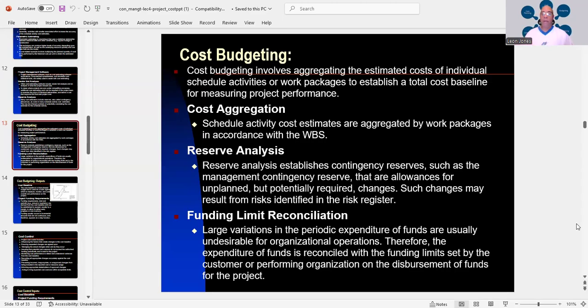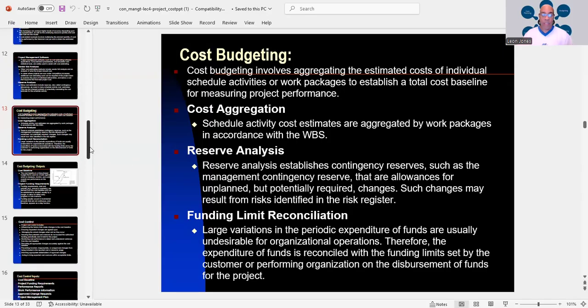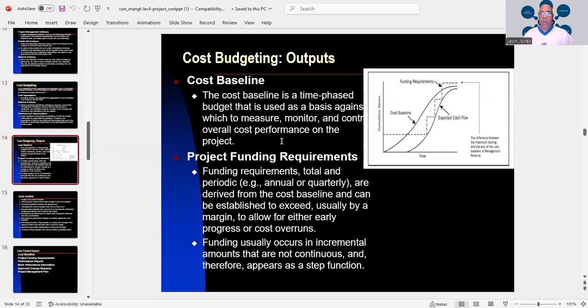Then you have a funding limit reconciliation. That's where you have large variations in the periodic expenditure of funds, which are usually undesirable for organizational operations. So therefore, the expenditure of funds is reconciled with the funding limits set by the customer or performing organization on the disbursement of funds for the project. Then we have what we call cost budgeting outputs.